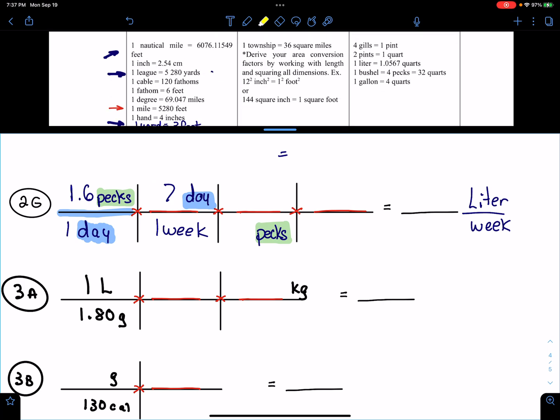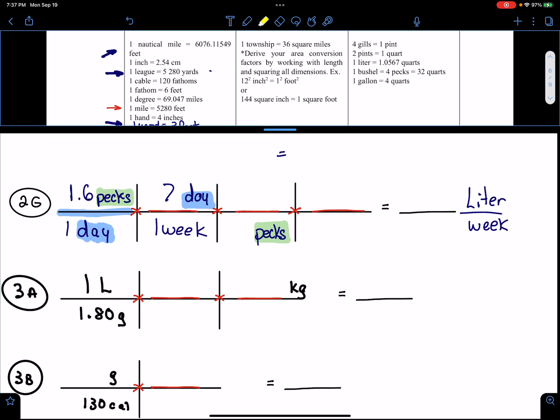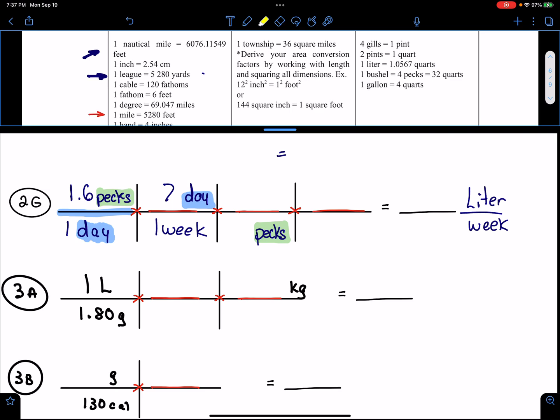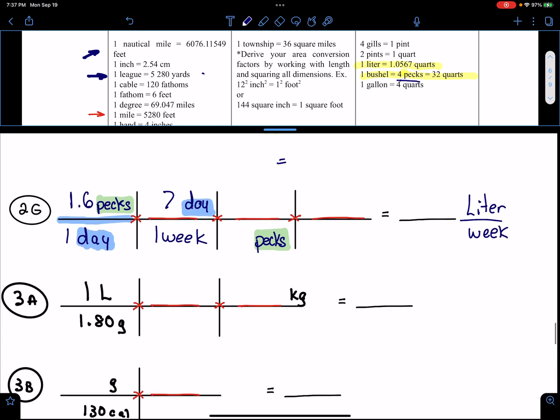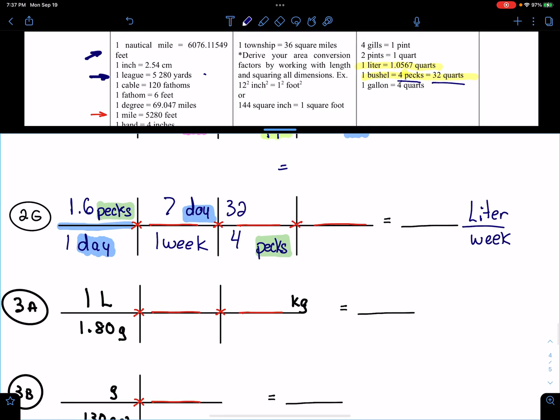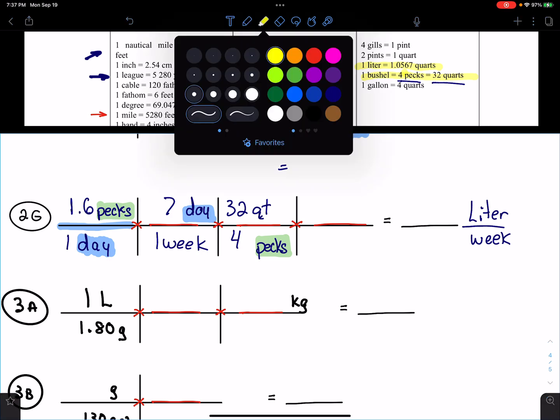So let's go to our list. Our list here, what can we change a peck to? Where is peck at? Here it is, right here. All right, so you got pecks to bushels to quarts. I think a quart can be changed to, yeah, right here, a liter. So we need those two things. So a peck, you got 4, it says right here, 4 pecks equals 32 quarts. Let's just abbreviate it, QT. All right, so we've got that part taken care of.